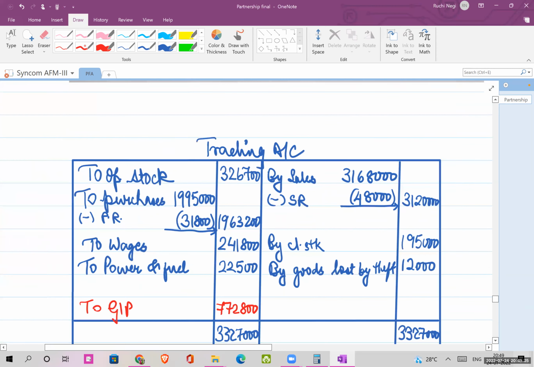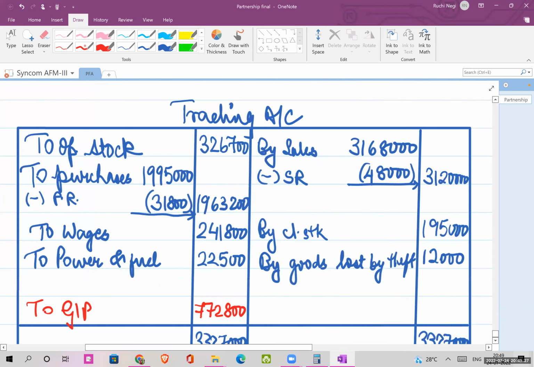That's my trading account. All the trial balance items will have one effect. The remaining balance, your adjustments, will have two effects. So closing stock was in my adjustments, and I'm highlighting it with green. Goods lost by theft was also in my adjustments, so I'm highlighting it with green.